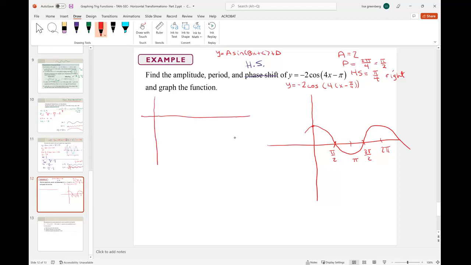So here we have our original X. And I think what I'll do is I'll do all the transformations on my X value first, and then I'll do the transformations on my Y value. So I'm going to do all my horizontals first, and then my verticals. So I start with 0, pi over 2, pi, 3 pi over 2, and 2 pi.